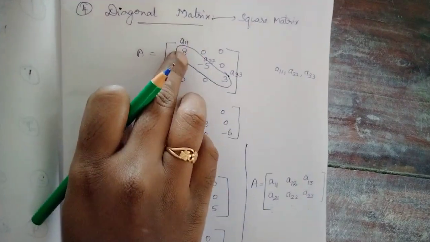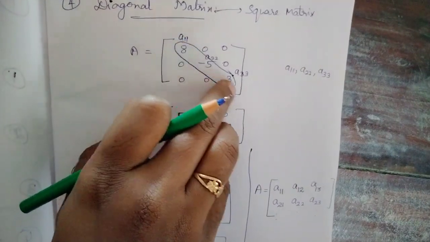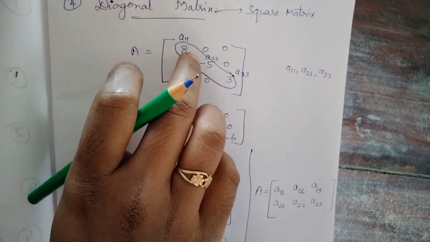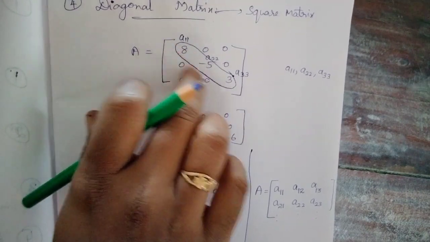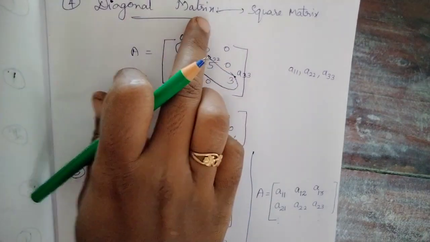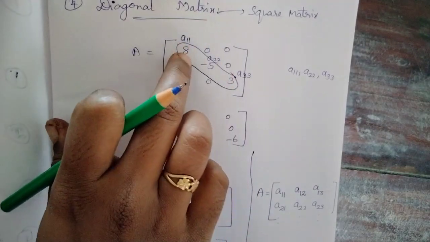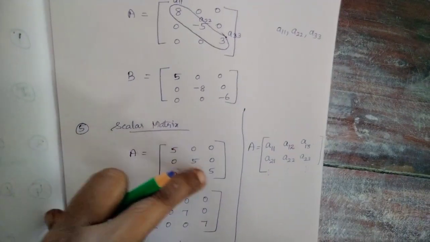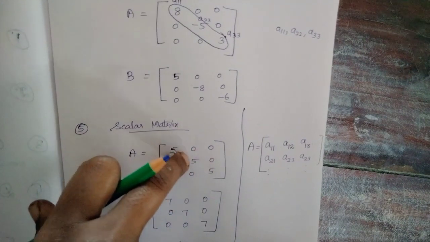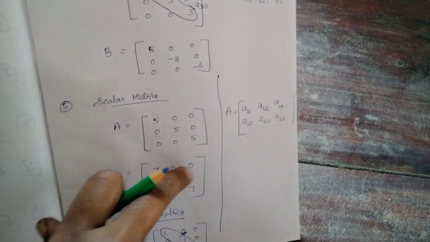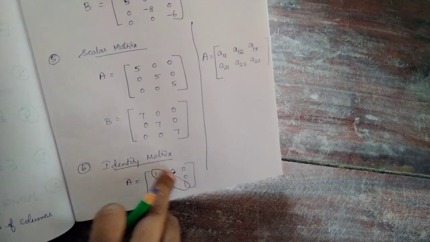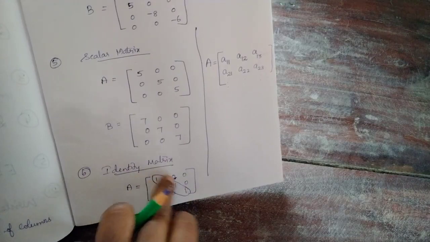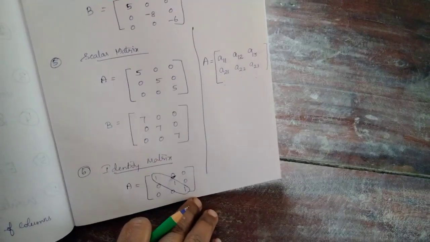So here, A11, A22, A33 are the principal leading diagonal elements. This is the leading diagonal. In a diagonal matrix, the leading elements should contain some entries other than 0. But in a scalar matrix, those entries should be equal: 5, 5, 5, here 7, 7, 7. But in an identity matrix, the principal leading elements should be equal to 1. That's all the difference. Got it?